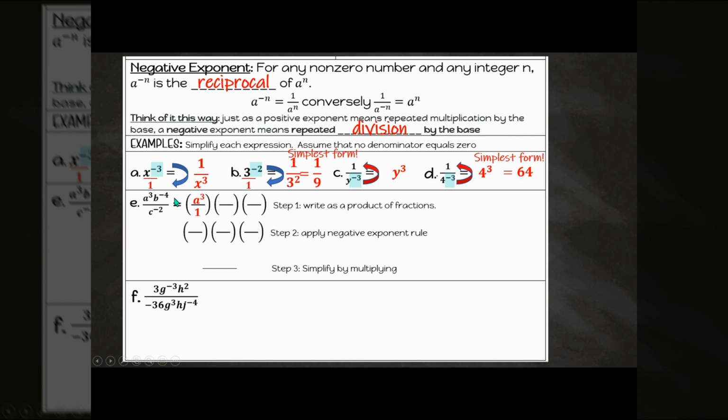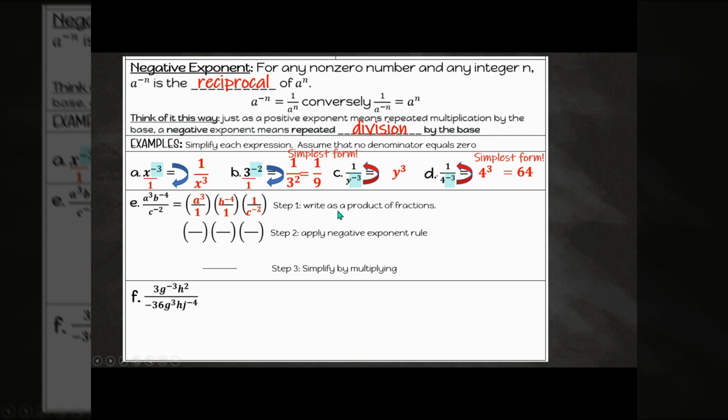Okay, so a to the third, we can group that as a to the third over 1 because there's no a terms in my denominator. b to the negative 4 over 1. I'm probably going to have to simplify that because I have a negative exponent. And then I have 1 over c to the negative 2. Again, I'm going to have to simplify that.